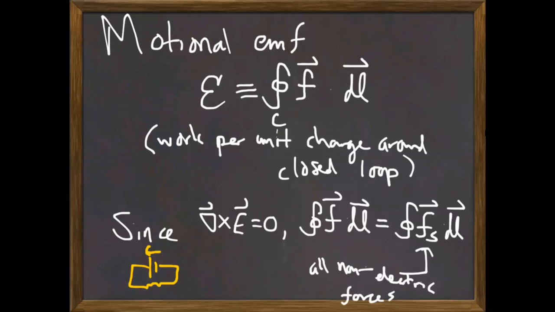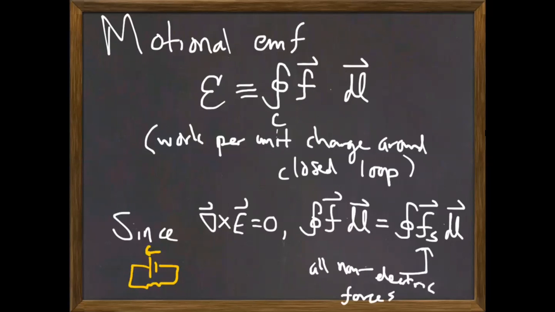There are other ways to make an EMF, though. Anything that's not an electrostatic force could generate an EMF. And here we're going to talk about magnetic motional EMFs. This comes from moving your loop of wire, or a loop of whatever, through a magnetic field, which results in a force on those charges.